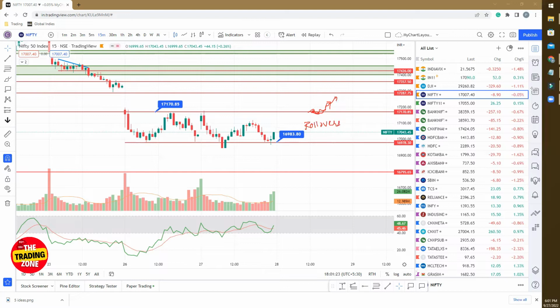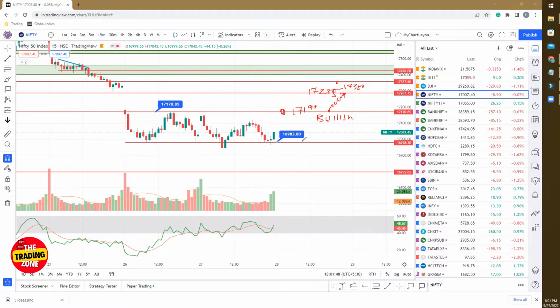So our trading plan would be: anything beyond 17,190, a solid close above 17,190. Then we would be looking out for a bullish setup above this price zone, and then we would be expecting the target of 17,285, and our next target would be 17,350 on the upside.